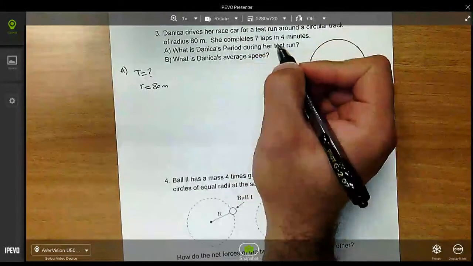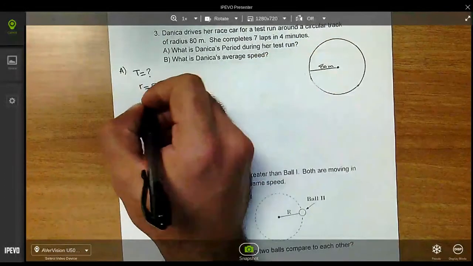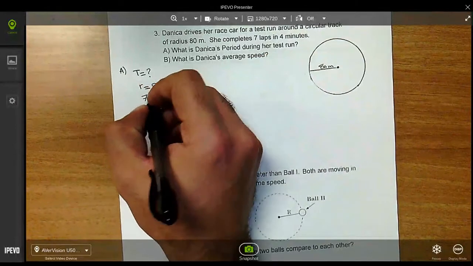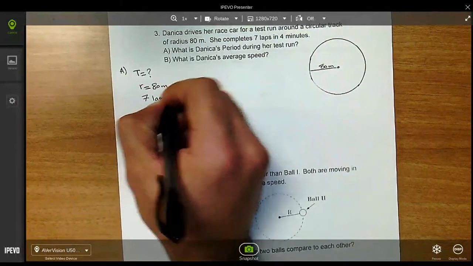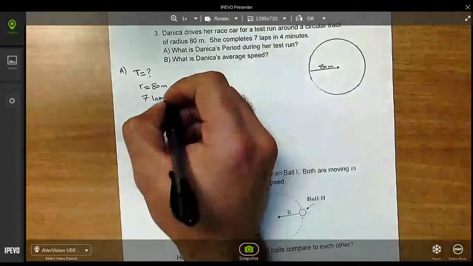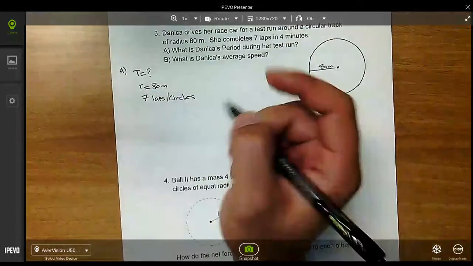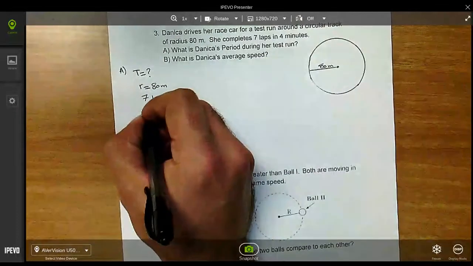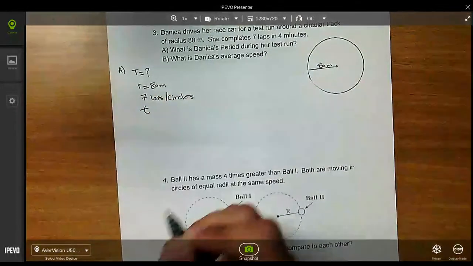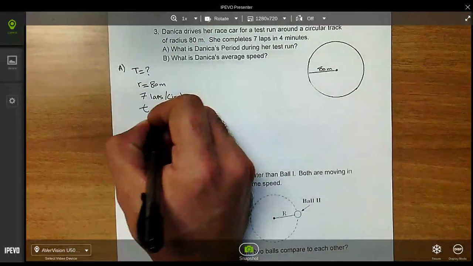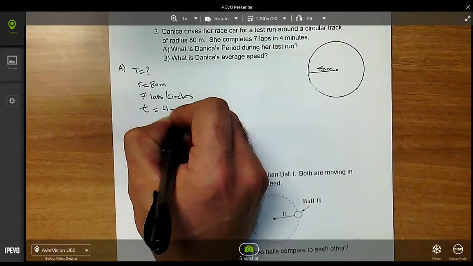She has 7 laps. The 7 laps are not exactly a variable, so you're just going to take that piece of info down. It's 7 laps, or since it's a circular track, 7 laps or 7 circles. And finally, our time was 4 minutes. Time, the variable for that is a lowercase t. So t is equal to 4 minutes.